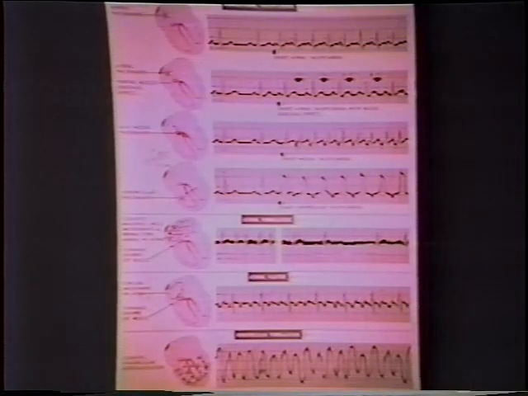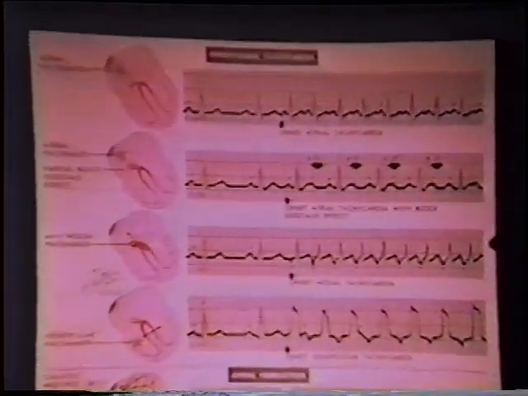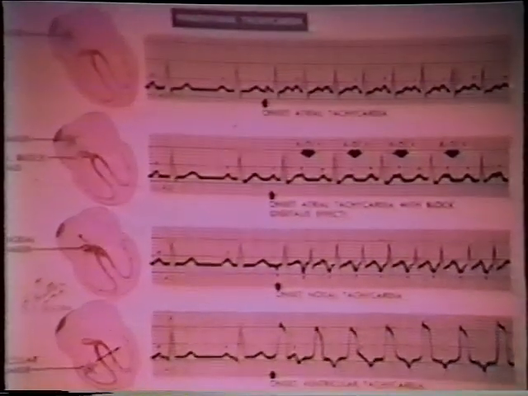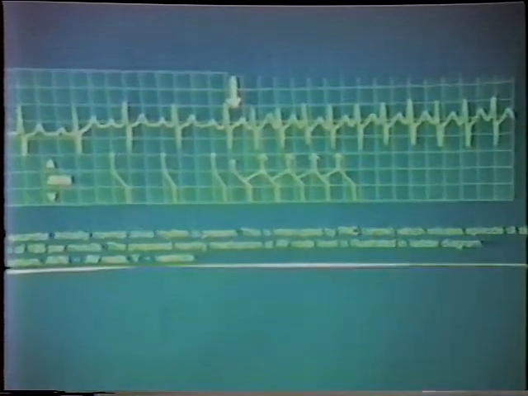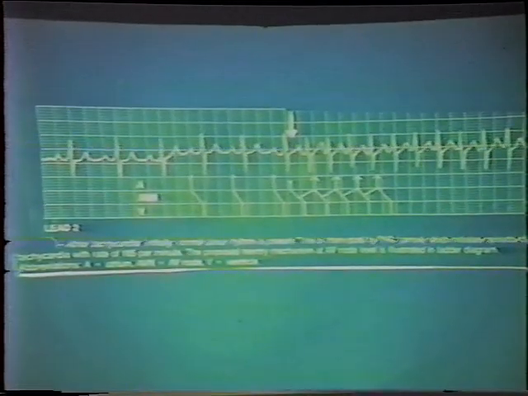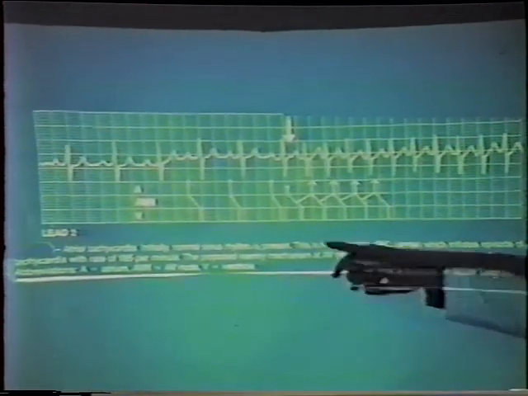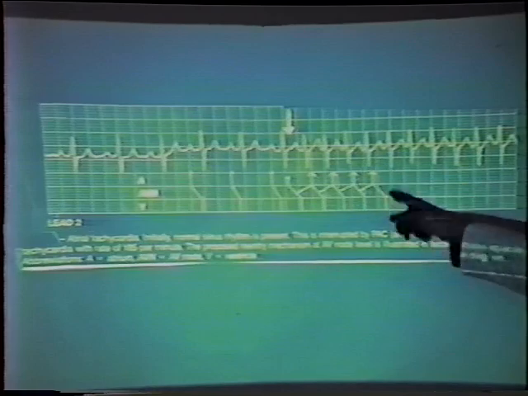Okay, here's our tachycardias. We'll go over those quickly. The supraventricular, the ventricular, the nodal. Here's a normal sinus rhythm. Then all of a sudden we get a real fast beat. You don't see the P waves too well, so it's not a sinus tach. You don't see the P waves. It's an SVT, supraventricular, atrial tachycardia.